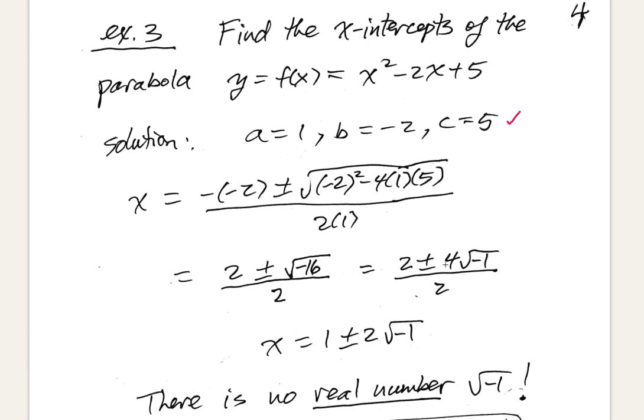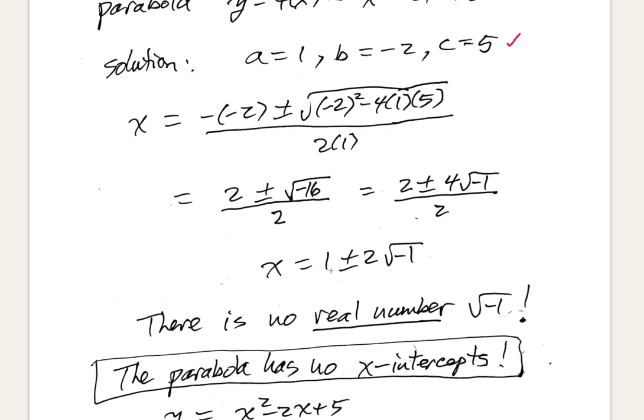Which is 2 plus or minus the square root of 16, and the square root of 16 is 4, right? So I factored out the 4 times the square root of negative 1, over 2, and then I divide the 2 into both terms there. I get 1 plus or minus 4 over 2, which is 2 square root of negative 1. Okay, now hold on a minute. There is no real number which is the square root of negative 1, right?